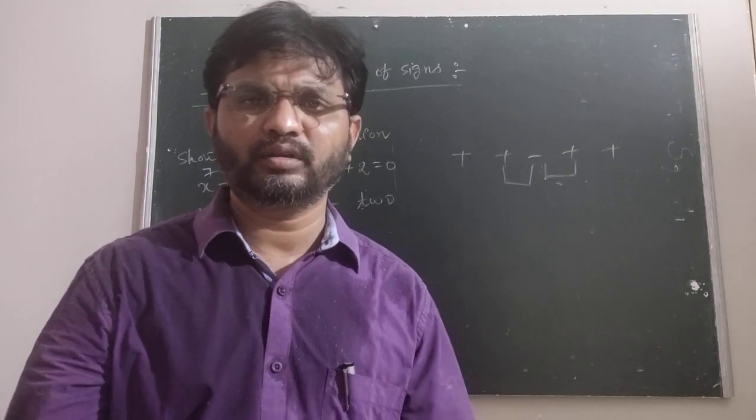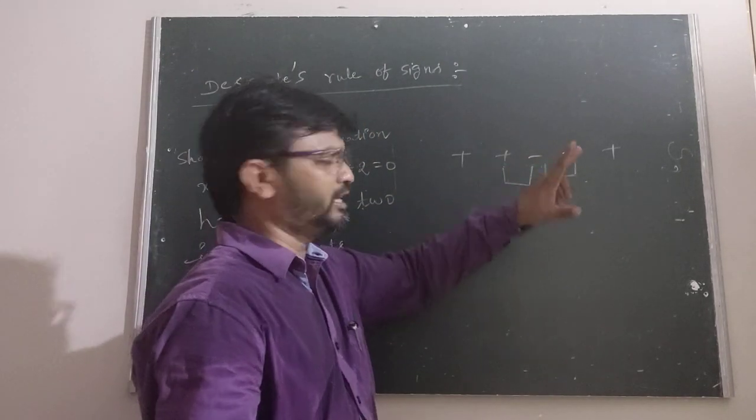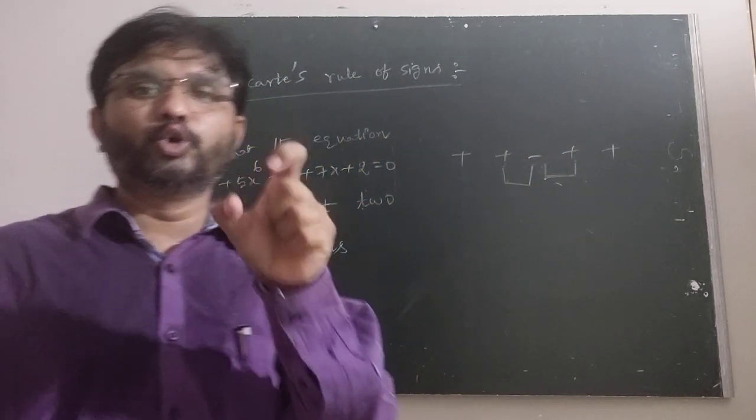Maximum 2 can be there, otherwise 1 can be there, or 0 can be there. Here you observe plus, minus, minus, plus. At most 2 positive roots.